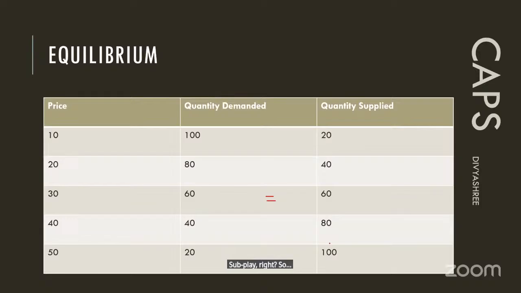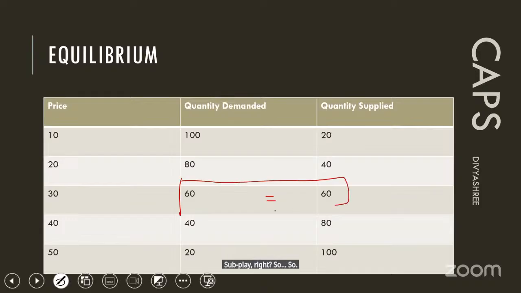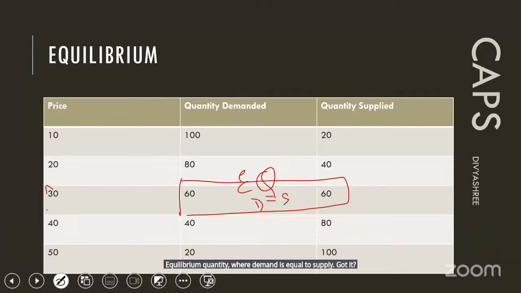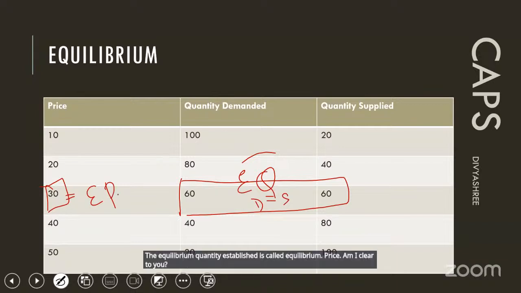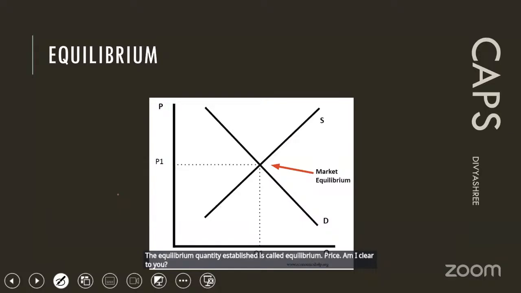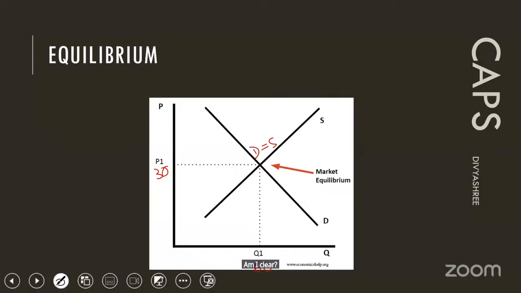So this 60 is called equilibrium quantity where demand is equal to supply. And the price at which the equilibrium quantity is established is called equilibrium price. Am I clear to you? This is the diagram. So at rupees 30, equilibrium quantity is 60 where demand is equal to supply. Any doubt?